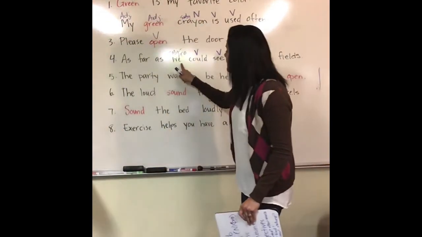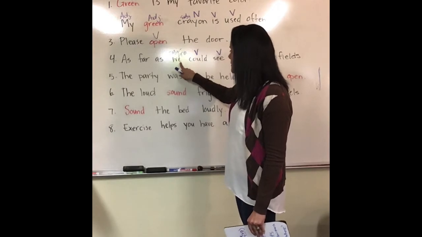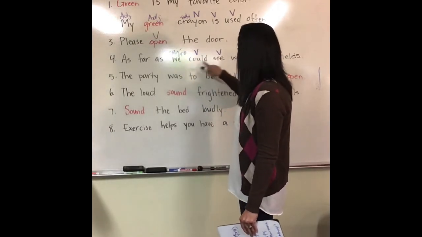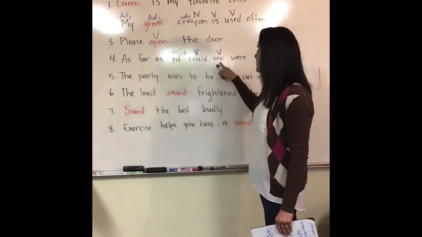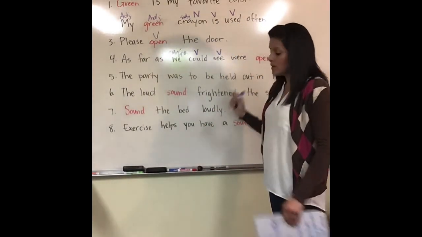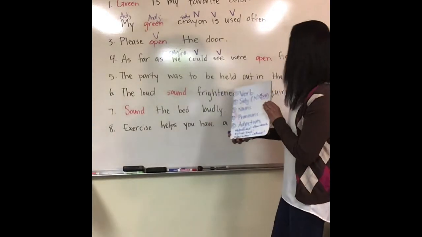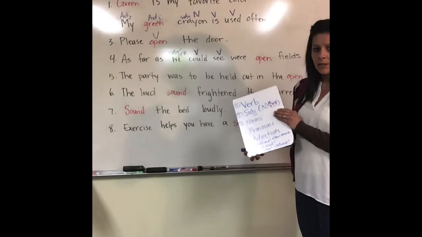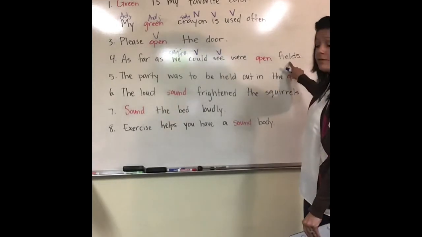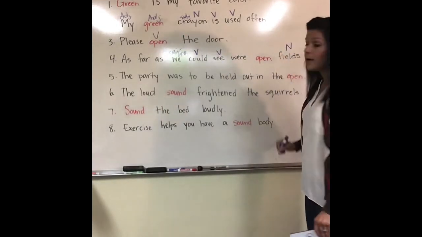So write that down, add that to your folder. Okay, so we have a pronoun as our subject. We could see, so subject and verb. What's next? We already did pronouns. Are there any other pronouns in the sentence? No. Are there any nouns still in the sentence? Hopefully you said fields.